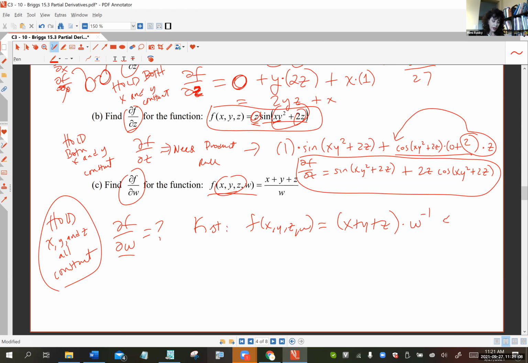So this is a rewrite of the original function. I haven't taken a derivative yet. Now let's take the partial of f with respect to w.